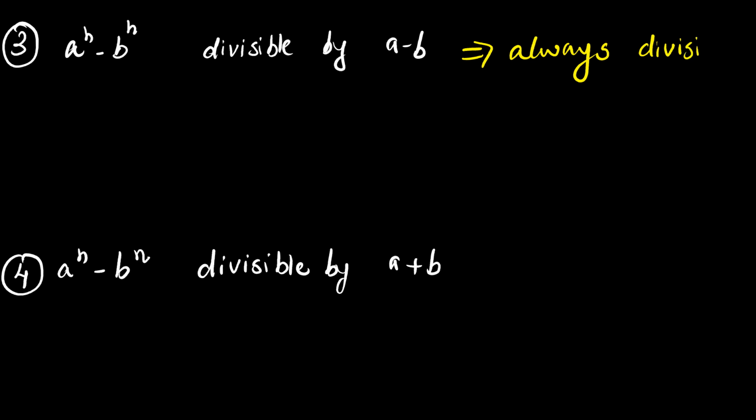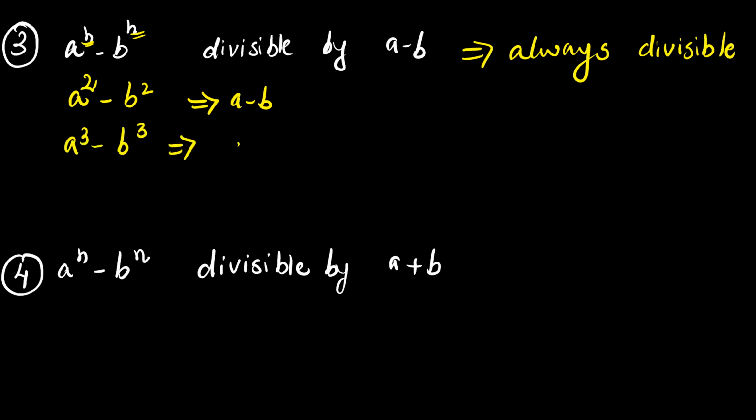That is, whether n is even or odd. If n is 2, a square minus b square will be divisible by a minus b. Also, if n is odd, that is a cube minus b cube, this is also divisible by a minus b. So a raised to n minus b raised to n is always divisible by a minus b, whether n is even or odd. N can be even and n can be odd. This is always divisible by a minus b.